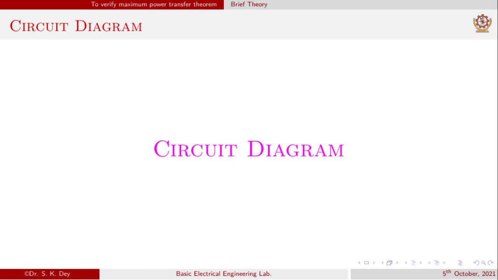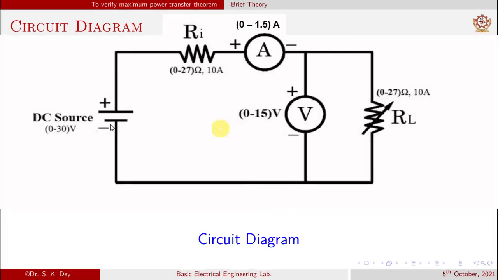Let us know about the circuit diagram. So, in this circuit diagram, we can see this is a DC power source, and as we do not know the internal resistance of this DC source, so we have connected one rheostat in series with this DC source, and we can consider this Ri as the internal resistance of this DC source. Then one external resistance RL is connected across this DC source, and one voltmeter is connected across this load resistance to measure the voltage drop across this load resistance, and one ammeter is connected to measure the circuit current.